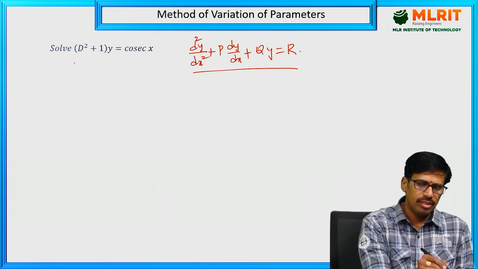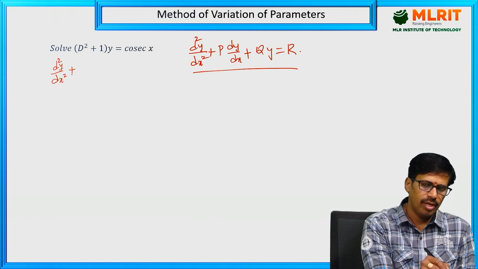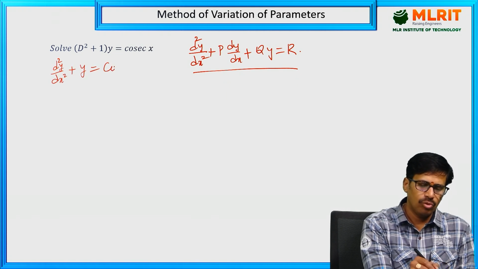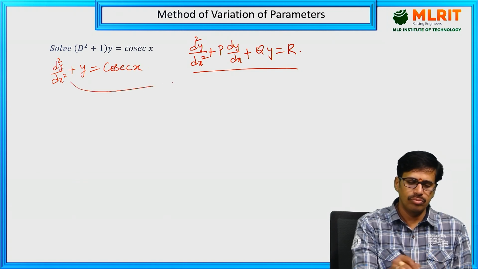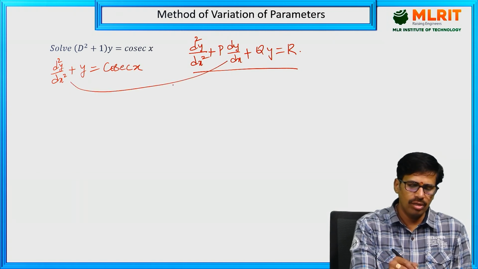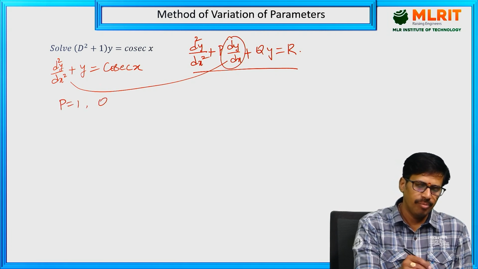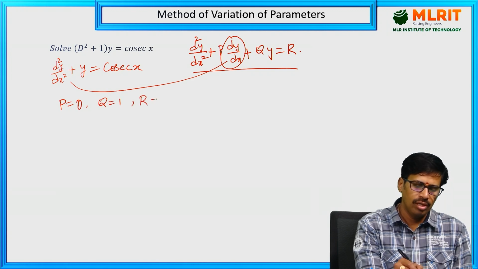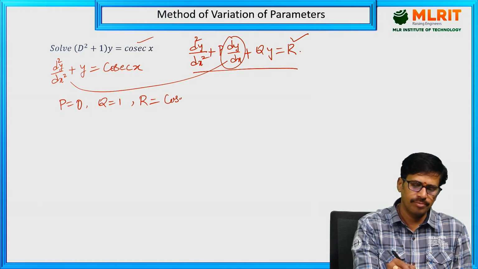Here this can be written as d square y by dx square plus y is equal to cosecant x. So compare these two and write down the values of p, q, r. Here the dy by dx term is not there, so p is equal to 0, q is equal to 1, and r is the right side term, which is given as cosecant x.